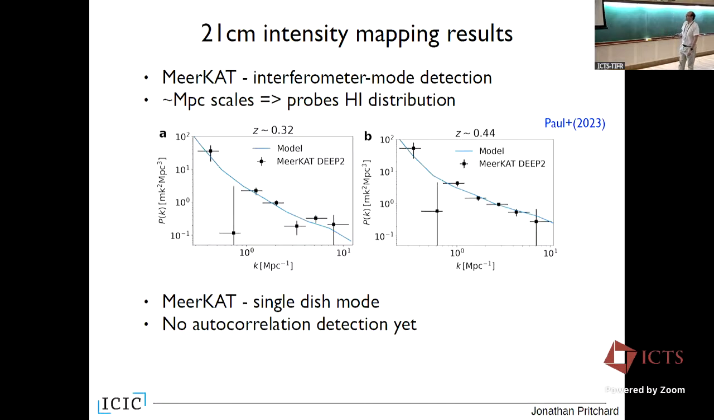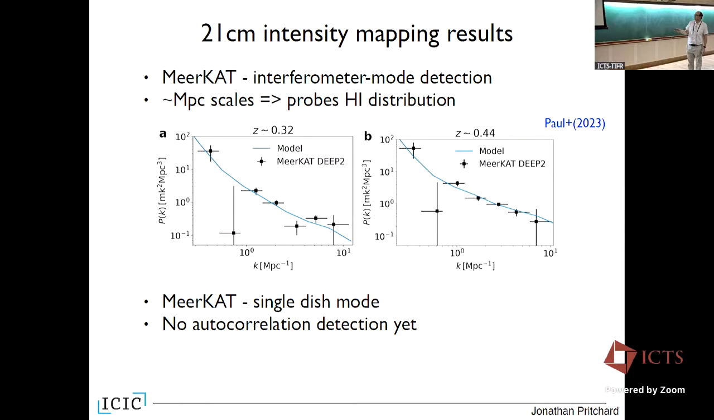As with 21 centimeter in the epoch of reionization, there's a lot of effort going on to try and detect these signals, but we haven't got there just yet. A couple of years ago, there was the first detection with MeerKAT of the HI intensity in the interferometric mode. These are some error bars that they have on their power spectrum. You can see this is quite low redshift, redshift of 0.3, redshift of 0.4. You can compare that to the CHIME detection at redshift of 0.4 that Mark was mentioning. So this is comparable to that.